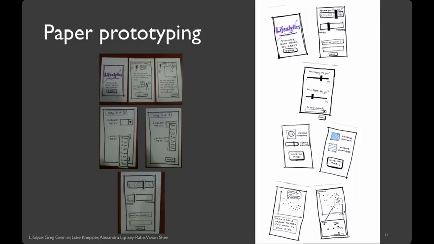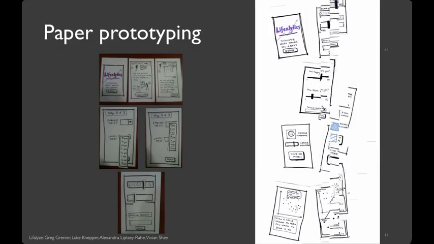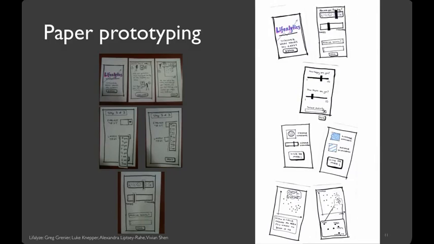You're going to make a mock-up of a user interface. And instead of doing it on a computer, which can take a lot of time and encourage you to try and get it beautiful and exact, you're going to use paper, post-it notes, and markers to sketch things out really quickly. Here's some examples again from the Lifelise team. These are the paper prototypes that they made.